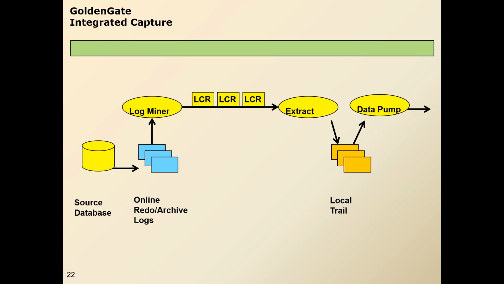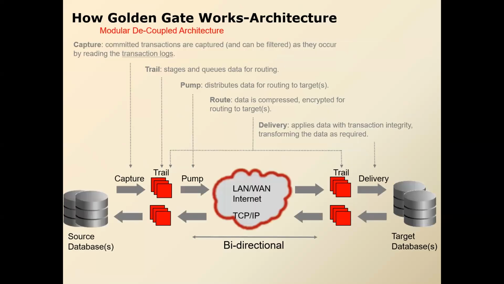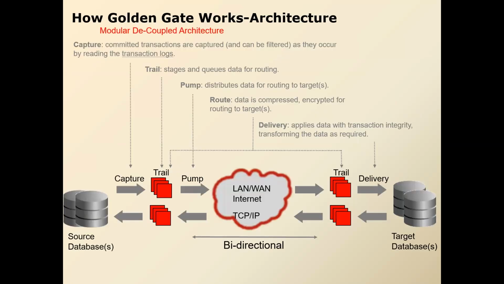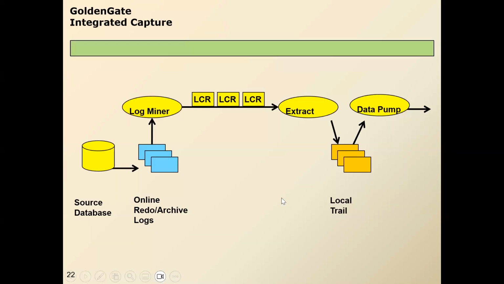My question to you is, as a layman, when we look at this architecture, at this classic extract or integrated extract, logically, classic extract directly connects to the database, where there is no layer in between. However, in the case of integrated extract, there is one more layer of log miner in between. So how come the performance of integrated extract is better than classic extract?